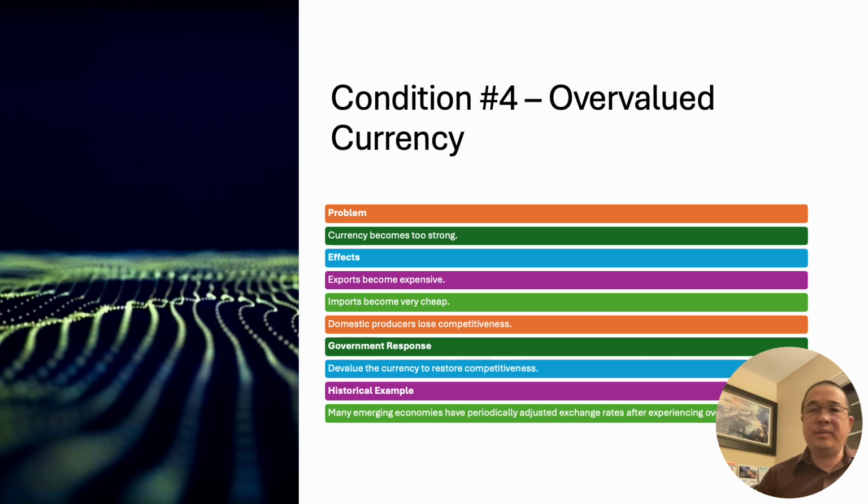Sometimes a country's currency becomes too strong. So at first glance, that sounds positive. However, an excessively strong currency can create problems. Exports become expensive. Imports become cheap. Domestic manufacturers struggle to compete. For example, a car made in one country may suddenly cost much more than a competitor's vehicle simply because of exchange rate changes. Governments may respond by weakening the currency to restore competitiveness.